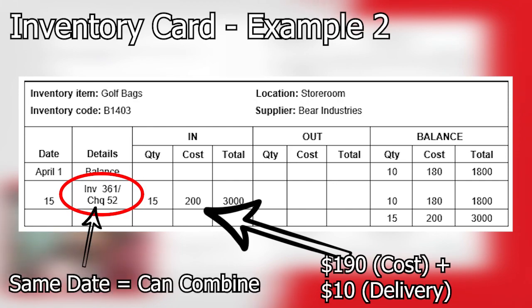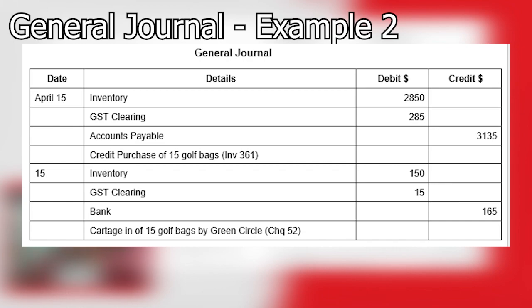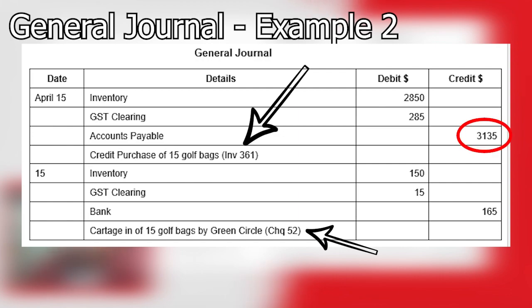So if we have a look at our general journal, this time it's changed a little bit. So we've done the 2 separate transactions because each transaction needs to be recorded if it's a separate source document. In this case, invoice 361 versus check 52. And we see inventory 2850, GST 285, and the accounts payable this time is 3135. And the accounts payable credit, inventory and GST both debits.